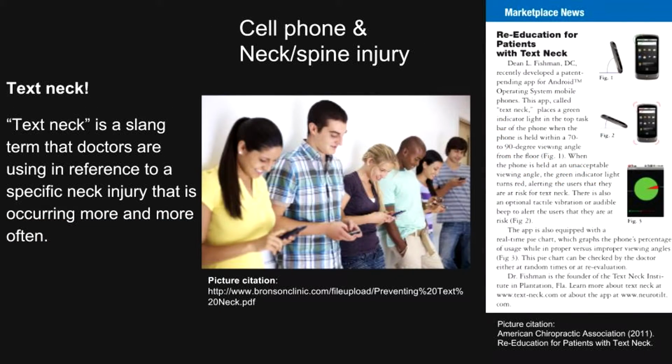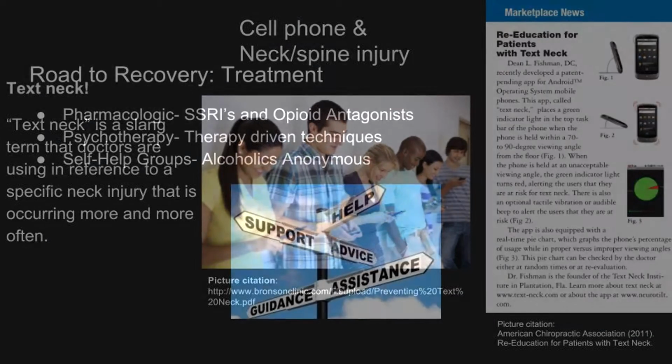Other dangers of technology addiction include cell phone neck and spine injuries. Text neck is a slang term that doctors are using in reference to a specific neck injury that is occurring more and more often. The best way to avoid text neck is to limit the use of your mobile device. If you need to send a longer email, wait until you have access to a computer or consider calling the person rather than texting. There is also an app available that alerts the user when viewing the screen from an angle that is harmful for your neck.